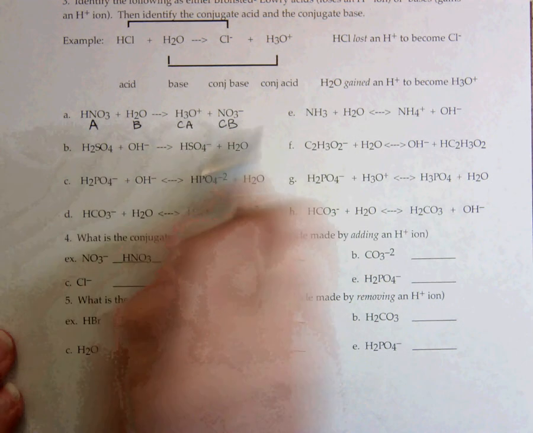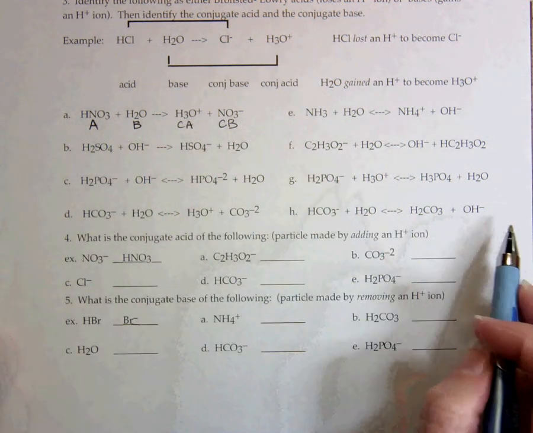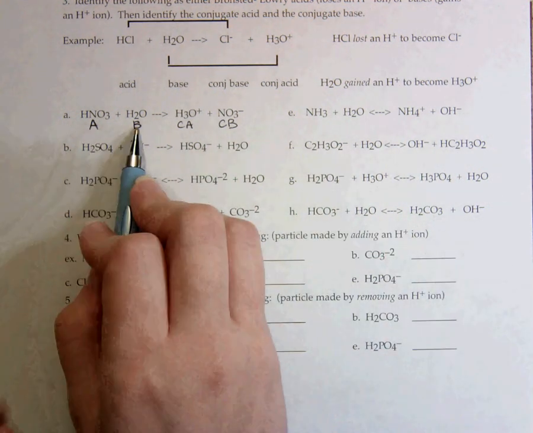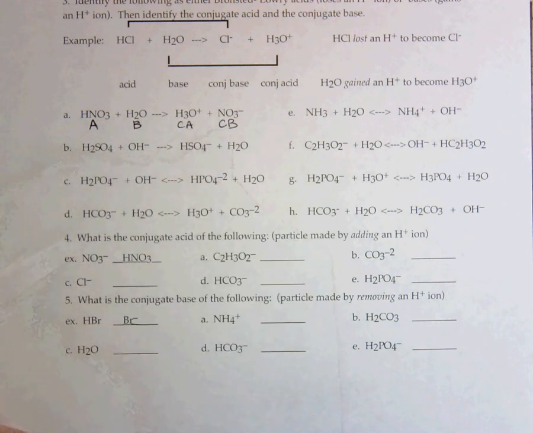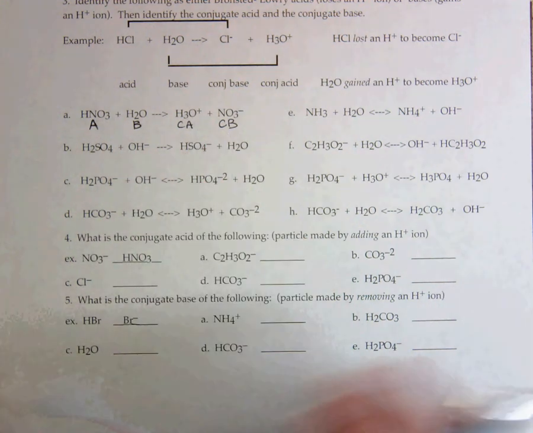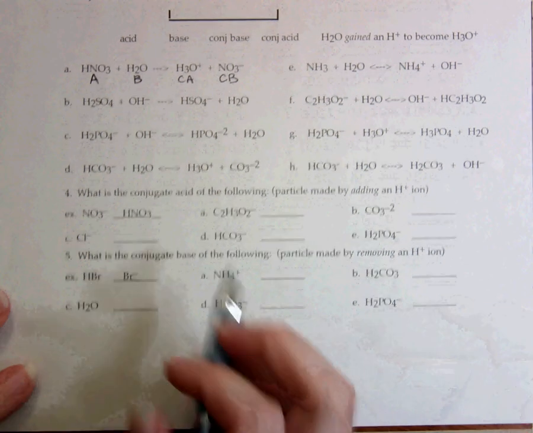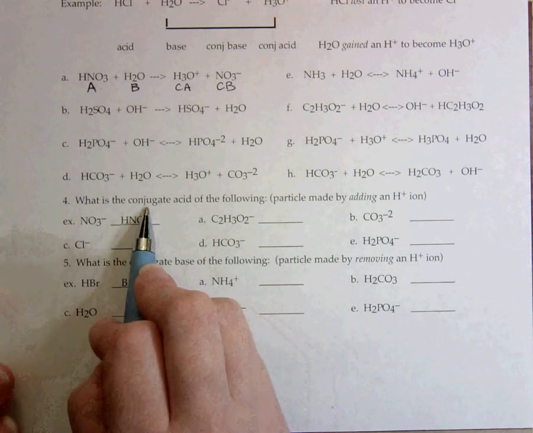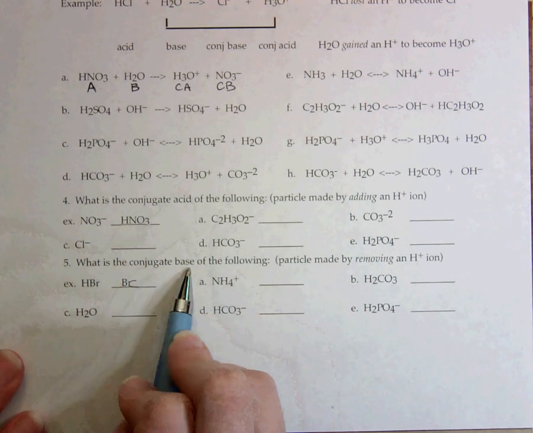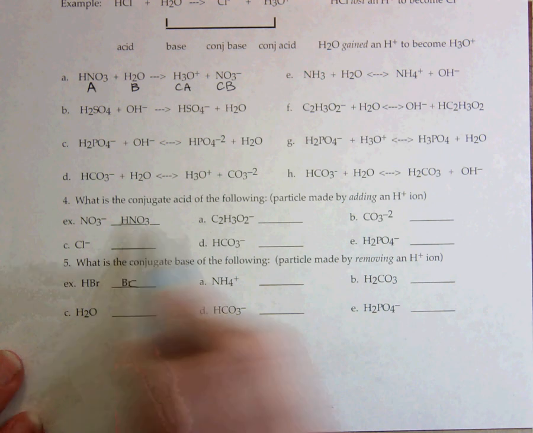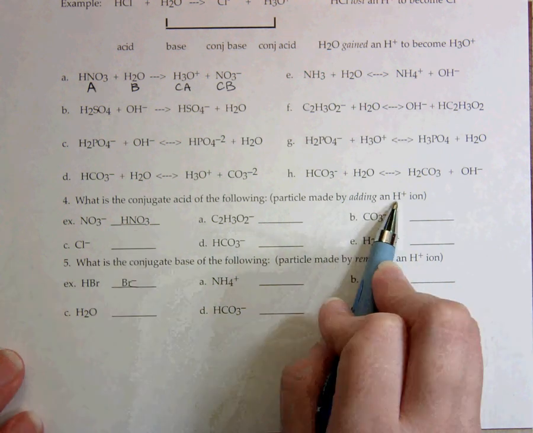So that's all we need to do. Go through the rest of these the same way. Find the acid and the base on the left and label the conjugate acid and conjugate base on the right. Now 4 and 5 are going to ask you to determine the conjugate acid or the conjugate base. In this case, all we do is add an H positive ion.